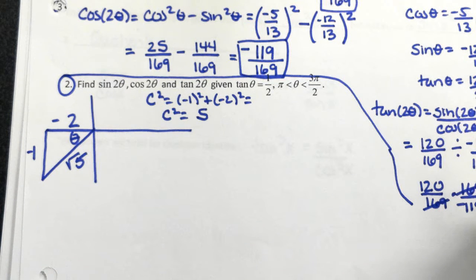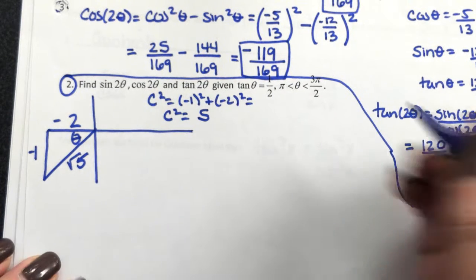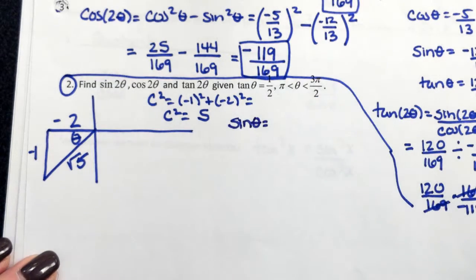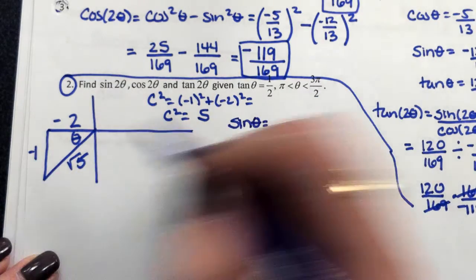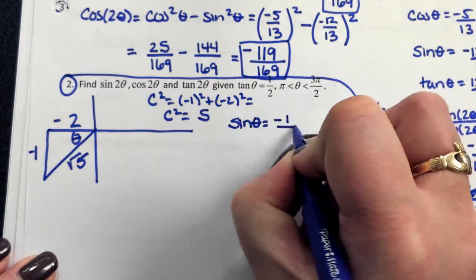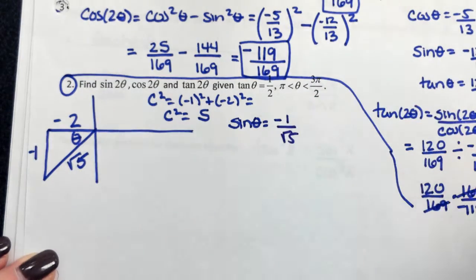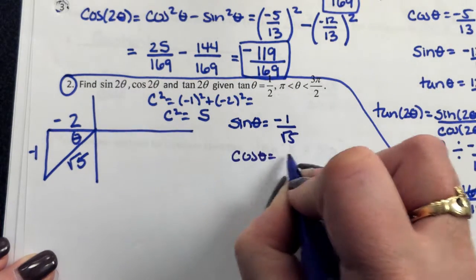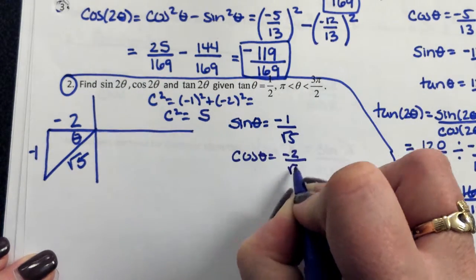You're in quadrant 3. The only two positive trig functions, going back to your All Students Take Calculus, is the tangent and the cotangent. So like I've done before, sine of theta is the opposite over adjacent, so that's negative 1 over square root 5. The cosine of theta is negative 2 over square root 5.